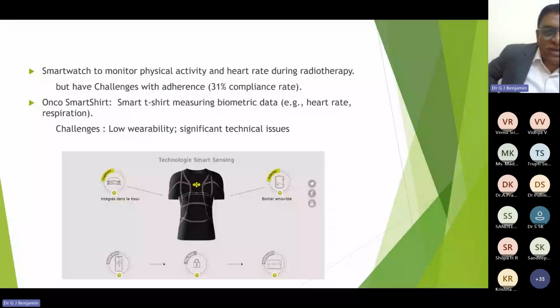Smart shirts, smart t-shirts, measuring biometric data like heart rate and respiration. The challenges are low variability and significance, and technical issues, which means it depends upon the material, the comfort of the material, and at the same time, the person has to like it in order to wear it. Many times, he may find it difficult.